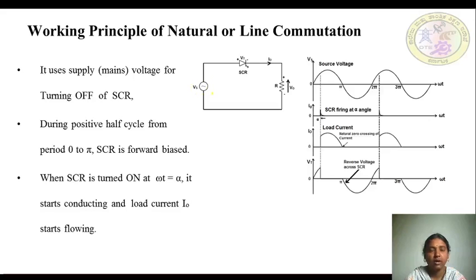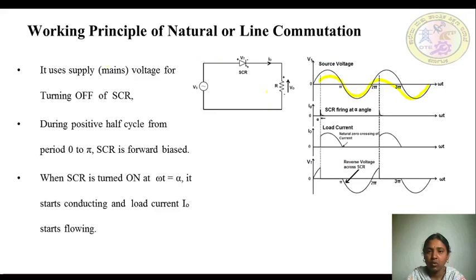Now we will see how this natural commutation process takes place. Here, this is the AC supply Vs. It is connected to the SCR anode, and the cathode of the SCR is connected to the resistor R, and the other end of the resistor is connected back to the AC supply. And these are the waveforms. This is the source voltage which is sinusoidally varying, with the positive cycle from 0 to pi and the negative cycle from pi to 2 pi.